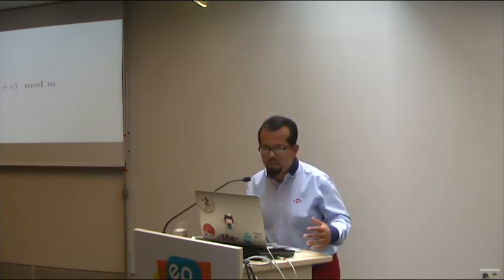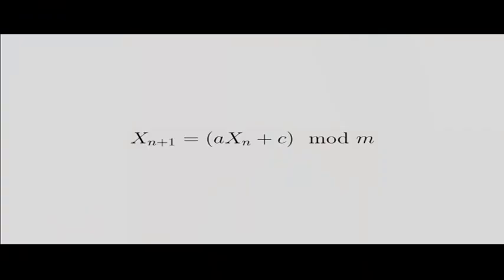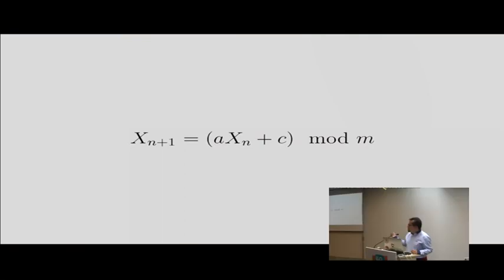Taking into account these tests of randomness, better generators have been devised. One very popular is the linear congruential generator, which is a recurrence where we take an initial value and use this equation to produce subsequent values. Of course, this is going to eventually repeat itself with a period no greater than m. But if we pick the right values for a, c, and m, we can get reasonably large sequences that exhibit very good statistical properties.